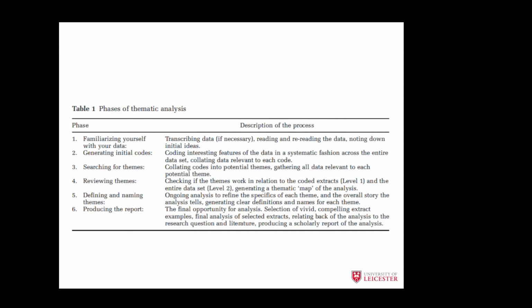The next step, the first almost formal step of thematic analysis, is generating initial codes. This is where you systematically work through your data, identifying pieces of text that are interesting and relevant and applying labels or codes to them. We'll have a look at what that might look like in relation to some transcripts in a minute.